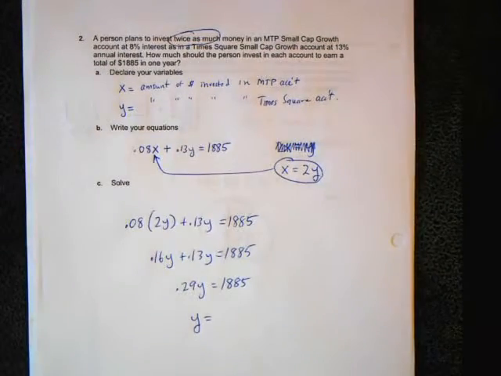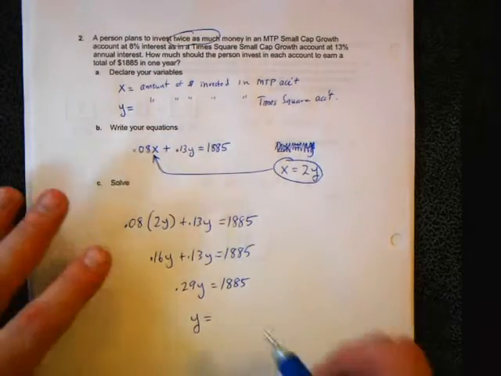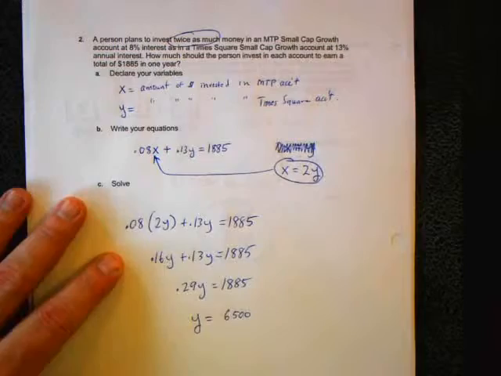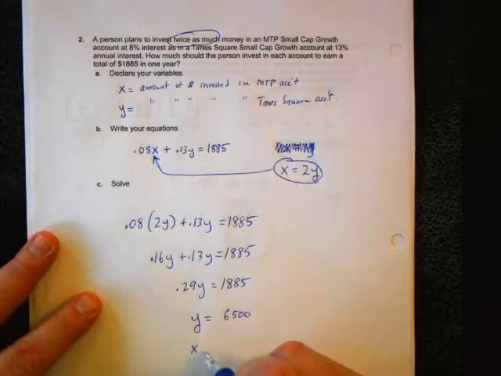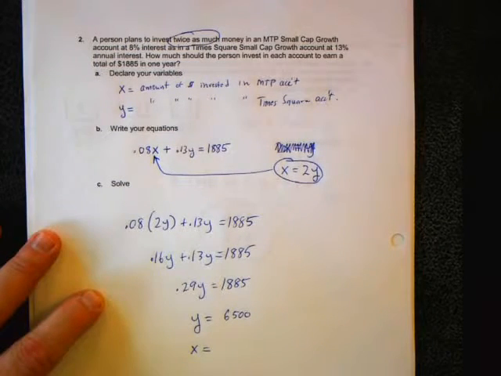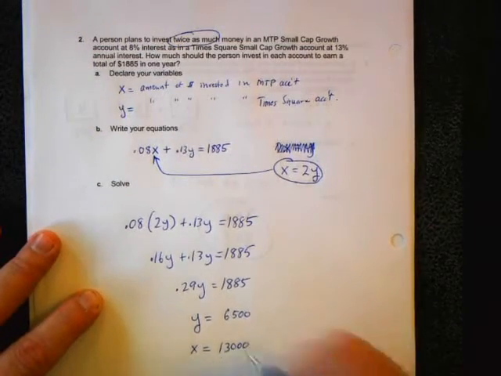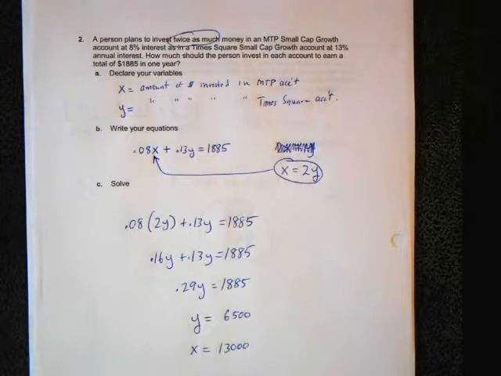I grab my calculator. I didn't bring a calculator today. What's 1885 divided by 0.29? $6,500. So the person's going to invest $6,500 in the Times Square account, and then X would be twice that amount: $13,000 in the 8% account. Questions on either of those two problems?